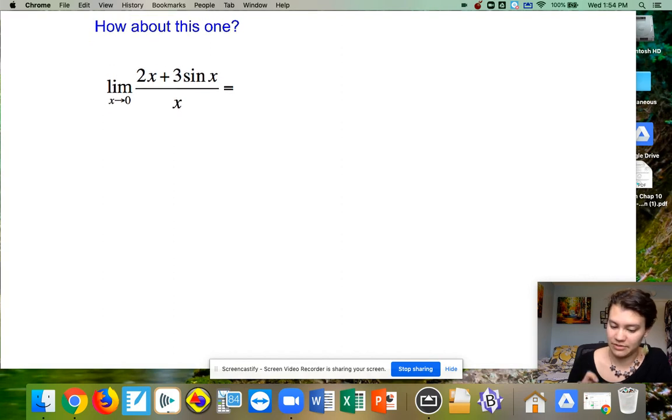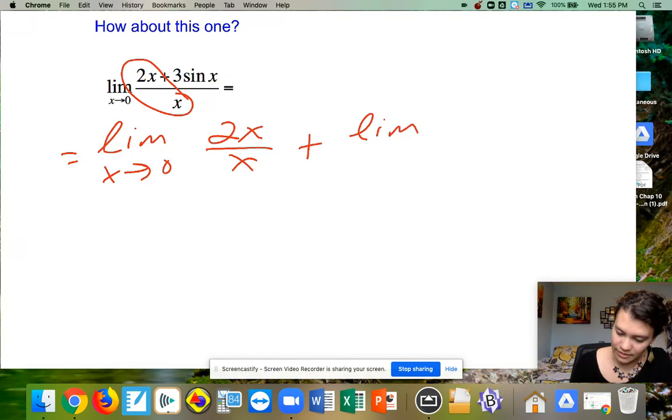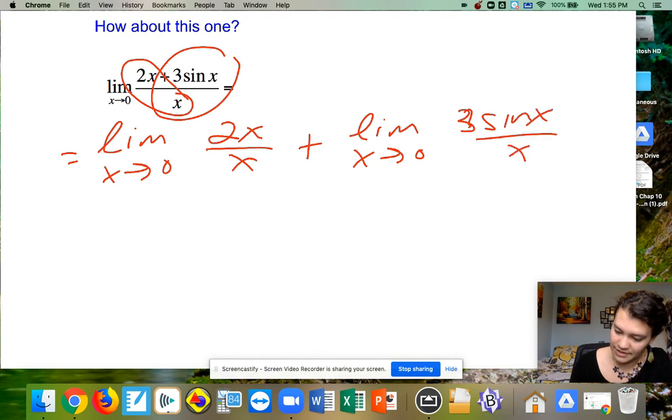So a similar idea with this one. We can break this up into the limit as x approaches 0 of 2x over x, and then the limit as x approaches 0 of 3 sine of x over x. Here, make sure you have the x on both bottoms because you're adding and subtracting here. You're not doing multiplying, so you can't assign the x just to one of them.